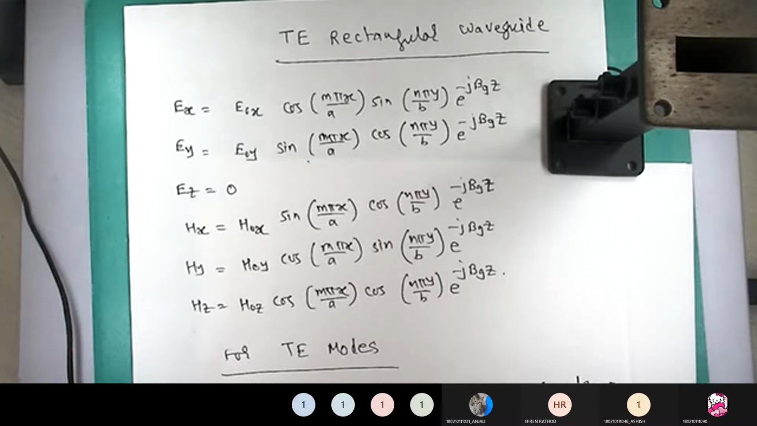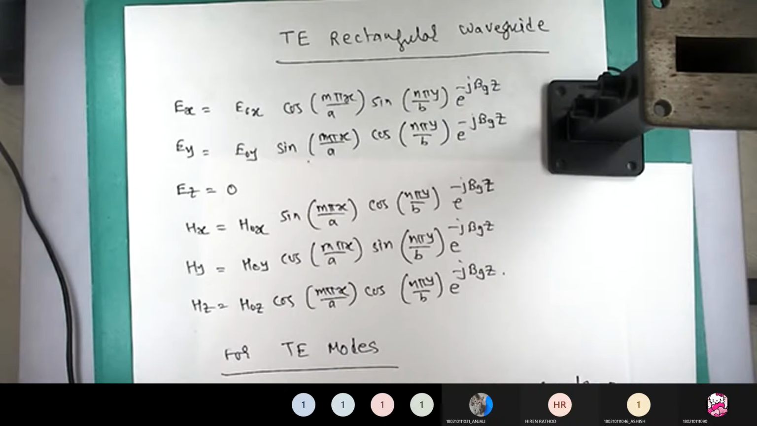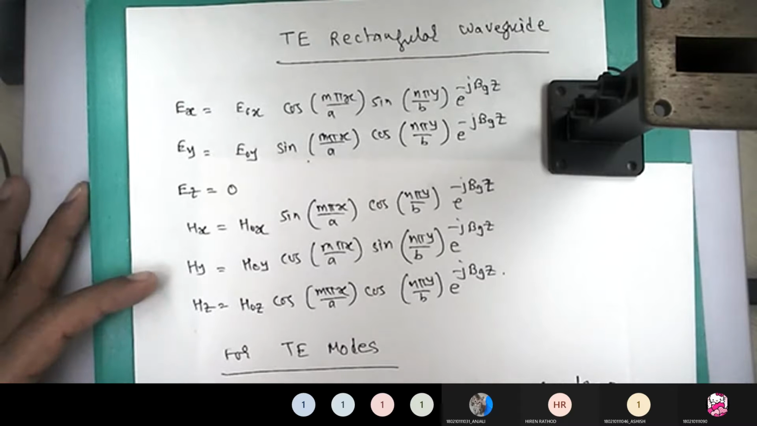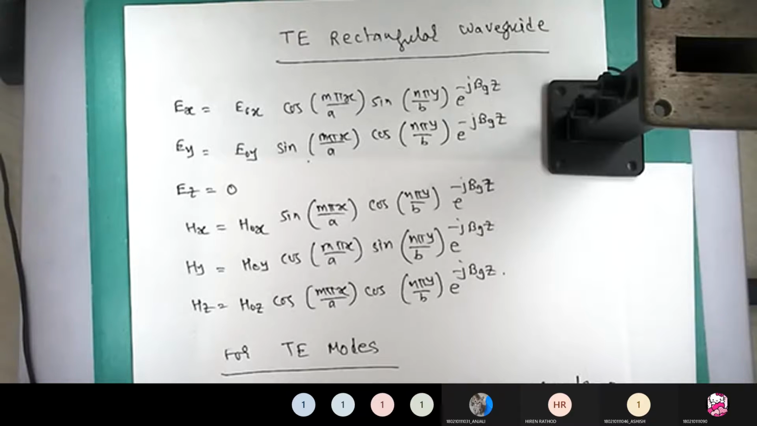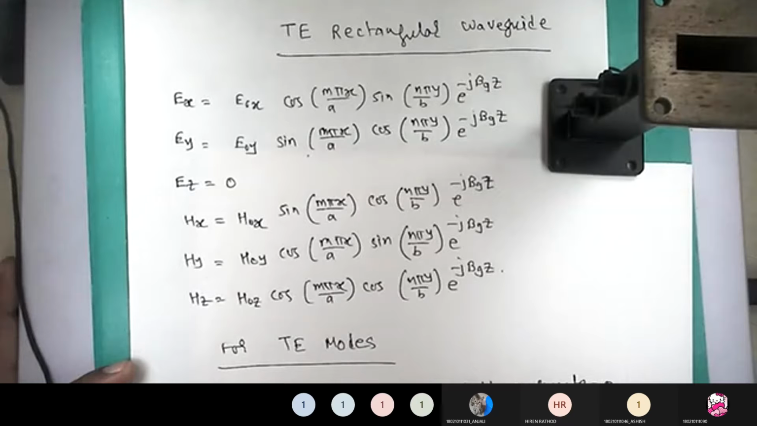and if you have to study the TE modes in a rectangular waveguide, then we have to use the Helmholtz equations, we have to solve the Maxwell equations, and using the Maxwell equations, we may obtain the field components Ex, Ey, Ez, Hx, Hy, and Hz in such a way that we can visualize or analyze the field component inside that rectangular waveguide.